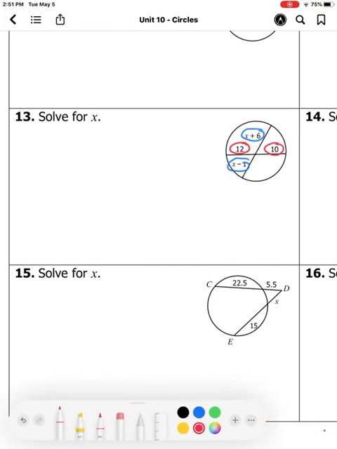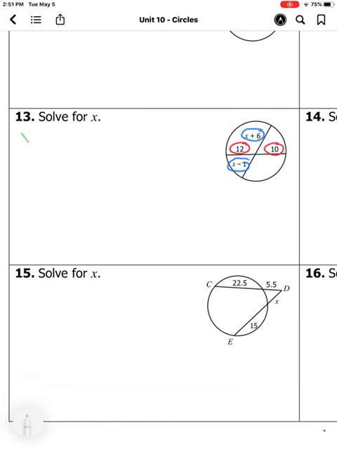So if I go ahead and set this up, I have x plus 6 times x minus 1 equals 12 times 10. Okay, so I go ahead and distribute on this side, right? So I have my x times x, which is x squared. X times negative 1 is negative x. I have 6 times x, which is positive 6x, and 6 times negative 1, which is negative 6. And then I have 12 times 10, which is 120.